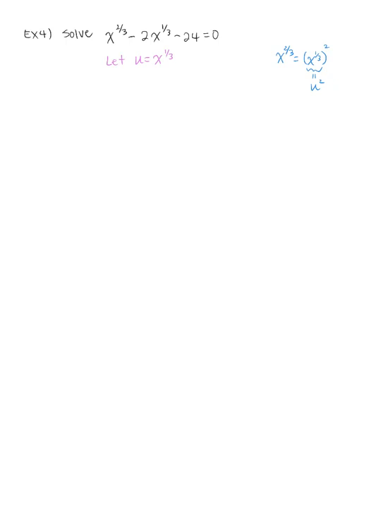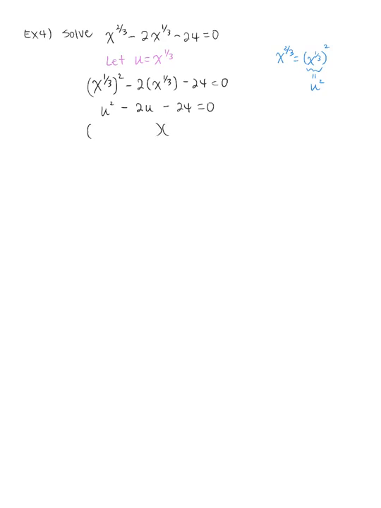But before I do that, let me just rewrite it like this. x^(1/3) squared minus 2 times x^(1/3) minus 24 equals 0. But u is x^(1/3), so we get u squared minus 2u minus 24 equals 0.